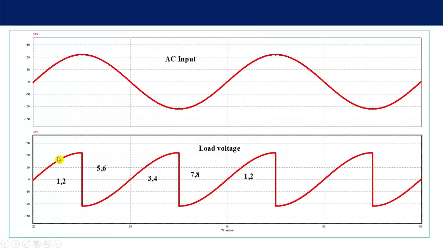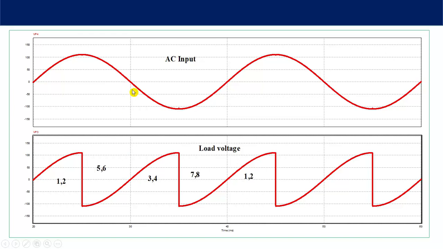Let's see. Here the input voltage is the same, Vm sin theta. Now in the positive half cycle we want positive output voltage. To make this output voltage positive, you have to turn on thyristors number 1 and 2. Then to get negative output voltage, you have to turn on thyristors number 5 and 6. Then you will get one complete cycle of output voltage, just like the midpoint type cycloconverter.